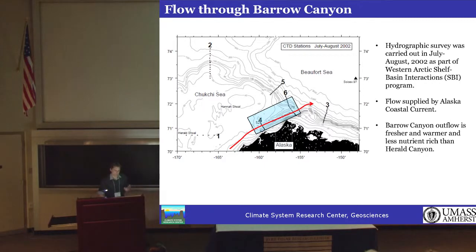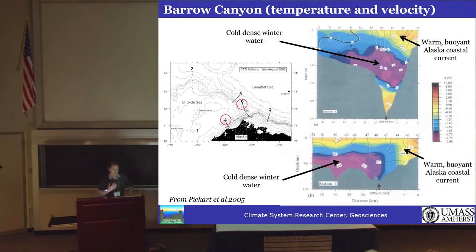And so there's been a number of surveys done in this region as well, and you can make similar plots to what we saw for Harrow Canyon, where you can look again at the temperature of the water and the velocity of the water, okay?